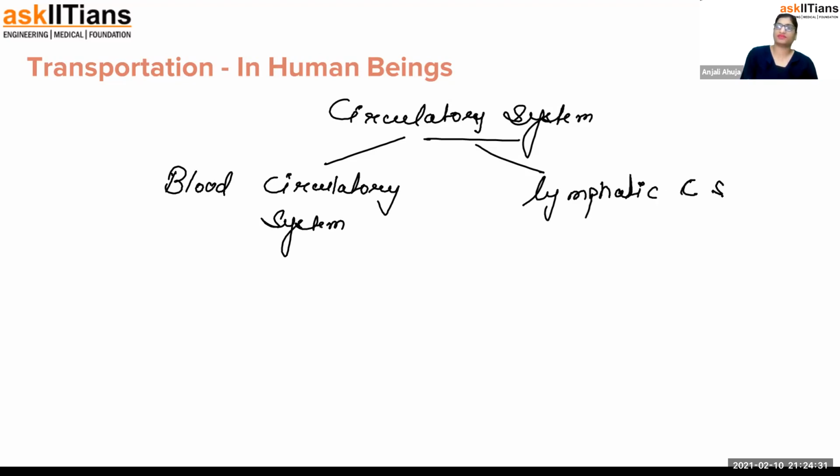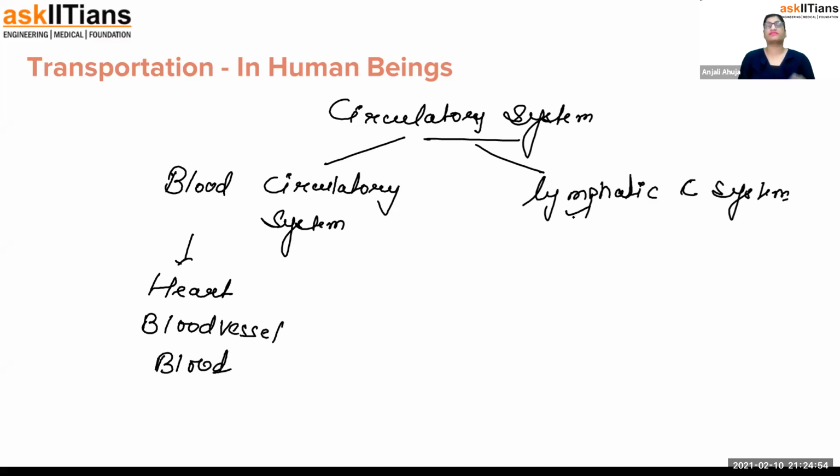Lymphatic circulatory system. Like in a body, blood is flowing from one place to another place through the vessel. In the same way, we have a fluid which is known as lymph. I'm going to give you an explanation of what for now you just understand. In the blood circulatory system, we have the heart, blood vessels, and blood.